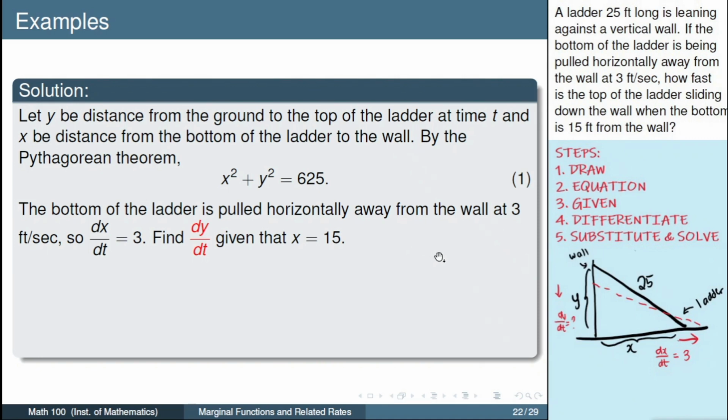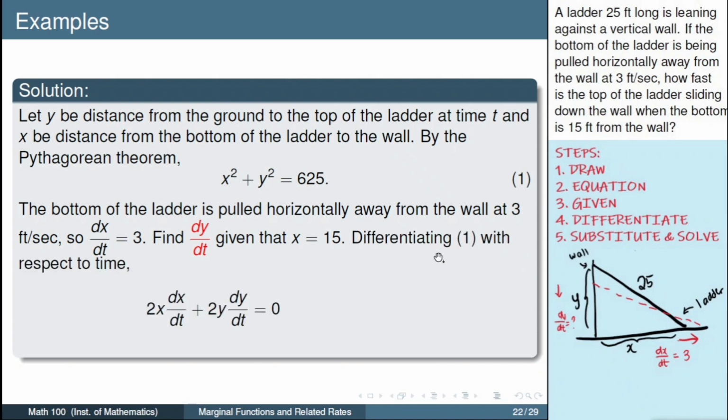Yung next natin will be the fourth step, which is to differentiate. So, differentiating 1, ang makukuha natin ay ang derivative ng x squared ay 2x times, we're differentiating with respect to time, so dx over dt. Ganon din yung y squared, no? Plus 2y dy over dt equals, ang derivative ng 625 ay 0. Okay? So, we have this equation.